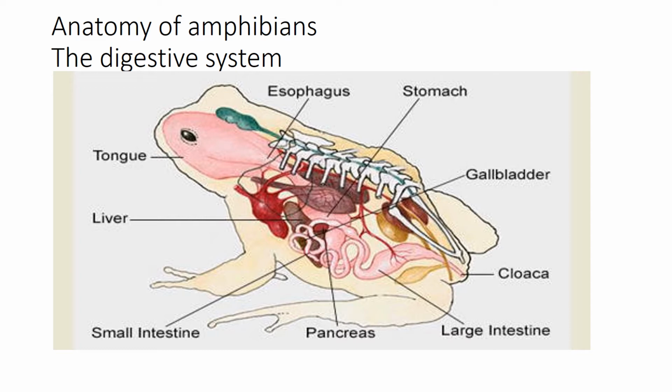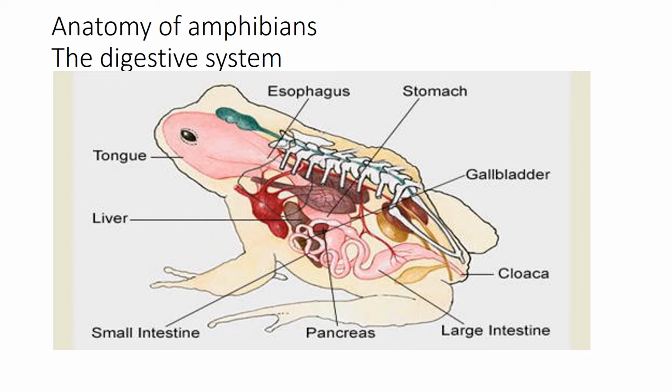So we are going to start with the digestive system, and the digestive system consists of the esophagus, which is the passage of food from the mouth. From the esophagus, we go to the stomach. So the stomach stores food and mixes it with enzymes to begin digestion.